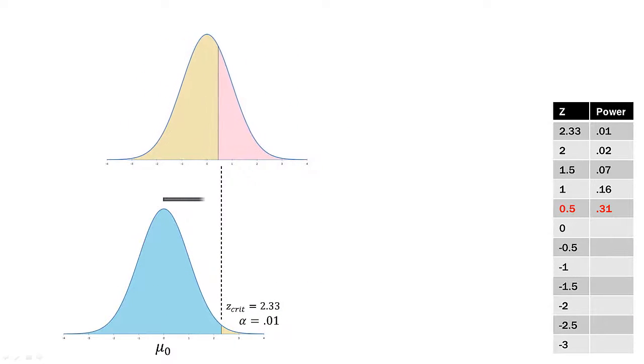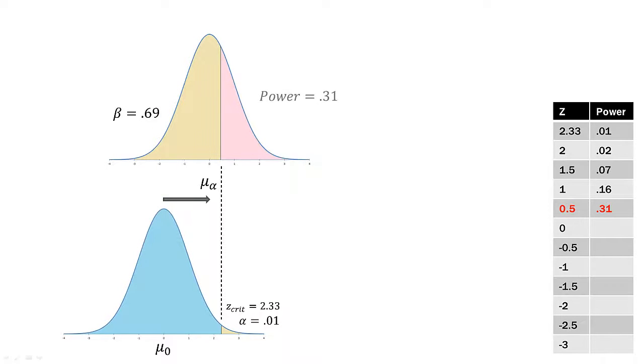Now we'll slide it over even further to 0.5, a z of 0.5. Now the probability on the left is 0.69. Now the power is 0.31. So we'll go ahead and put that in our chart on the right.